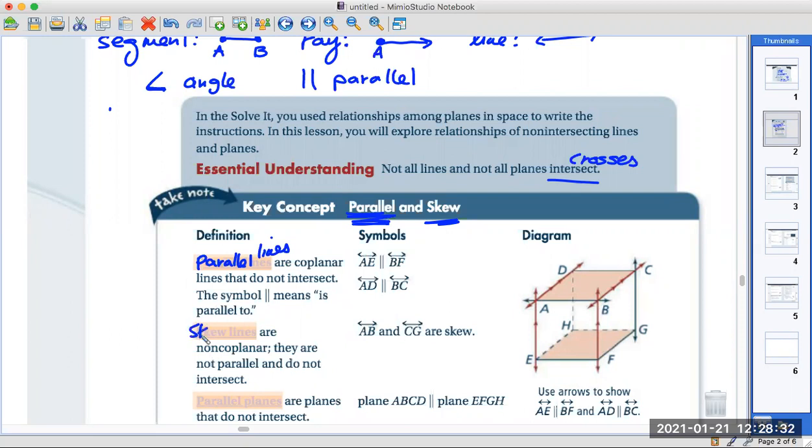Skew lines are non-coplanar, so they're not on the same sheet of paper. They are not parallel and they do not intersect. Those are the hardest ones, so you have to kind of look for those. AB and CG: this line and this line are skew. They're not parallel, they're not on the same sheet of paper, and they will never intersect. So that's kind of the deal with skew lines.